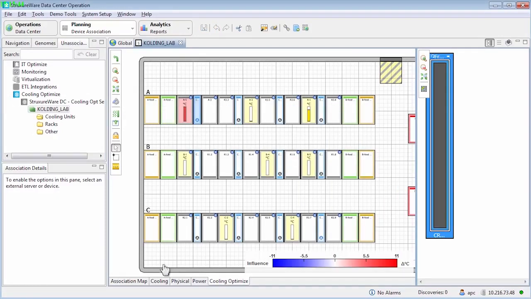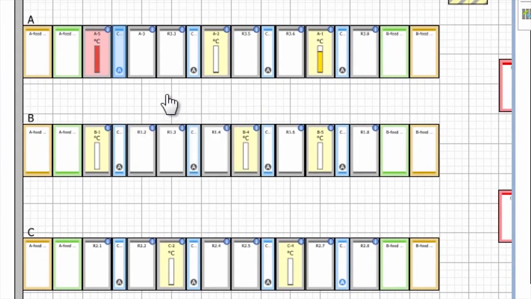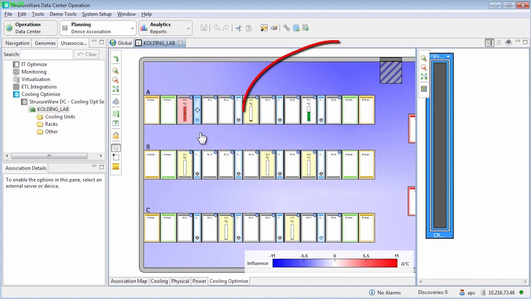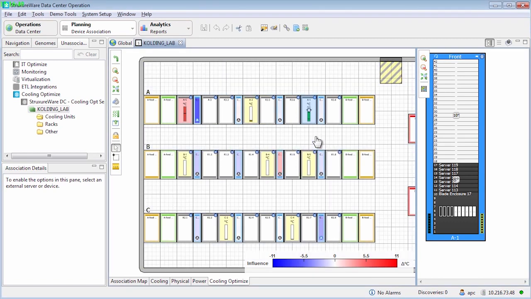For each cooling unit, we can see if it's on or off. We can also see its influence on the temperatures in the room. This unit is effectively cooling the right top corner. For monitored racks, we can see which units influence them. Red cooling units can increase rack temperature. This map is individual for every rack.